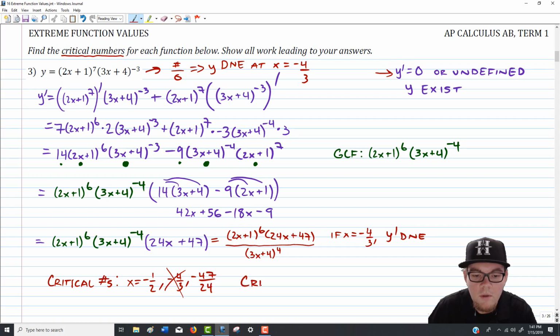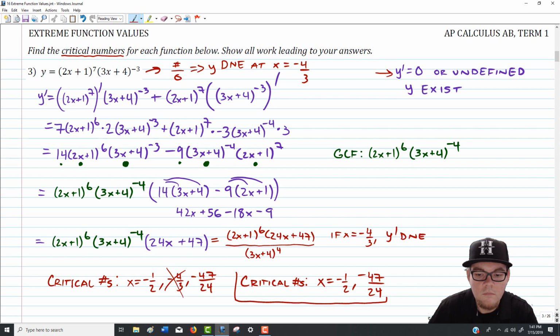Our only critical numbers, the only ones that are going to insult you, even if they're trying to make you feel better, or even if they're trying to make you better, it didn't work. Ignore that. The only 2 critical numbers are negative 47 over 24 and negative 1/2. So there is the solution.